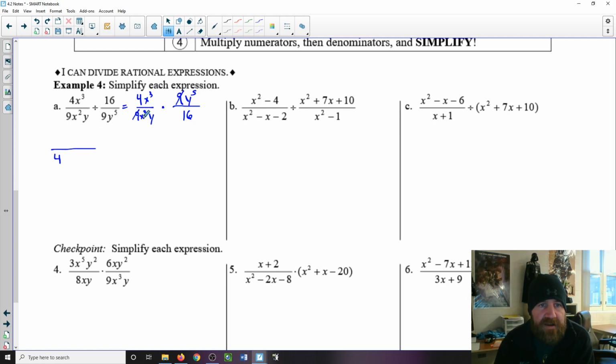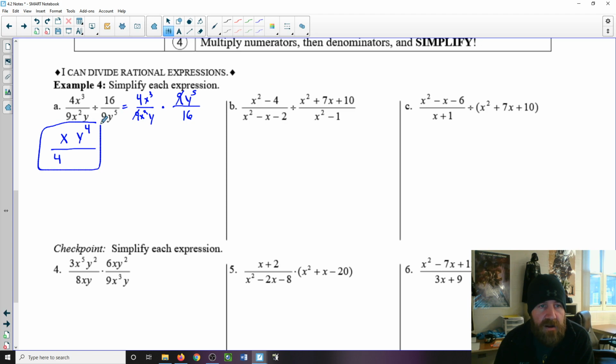X cubed divided by x squared. There's no other x's here. So that's all we have. So we have an x on top. Y to the 5th and the y. So that's all the y's. Y to the 5th over y becomes y to the 4th. Okay, so final answer is right here.